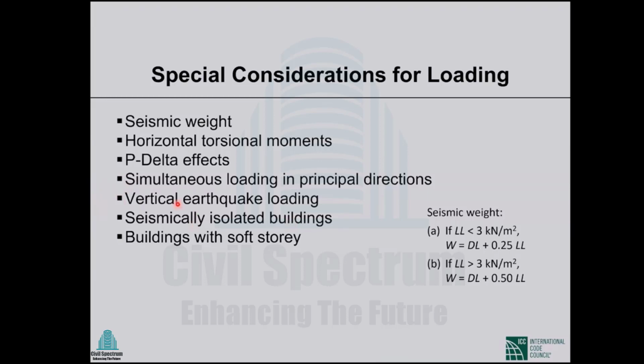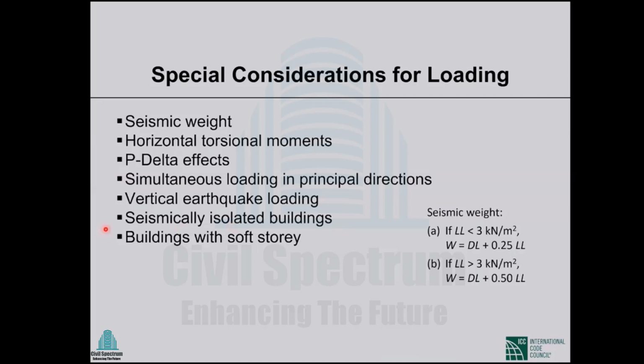This time there is consideration of vertical earthquake loading. In the previous version of the code, we used to calculate earthquake load E only for horizontal loading. Now this time there are two components of E: EH, horizontal, and EV, vertical. So the definition of earthquake load is not only horizontal load, there will be a vertical component too. And that will be important for buildings having long cantilevers.